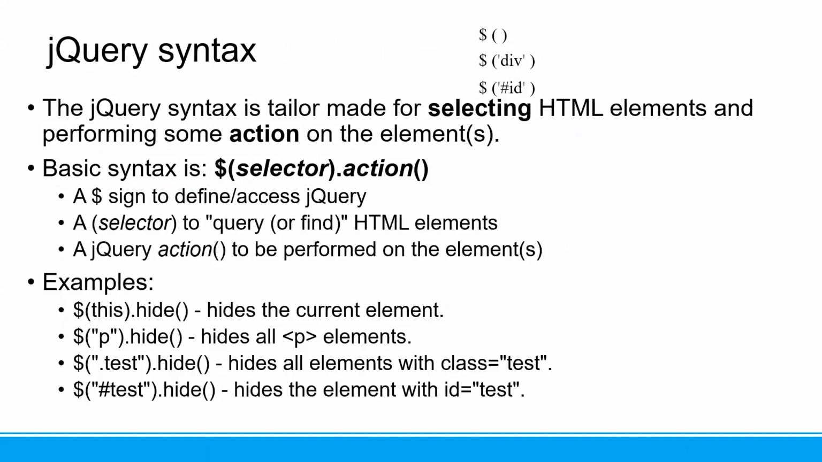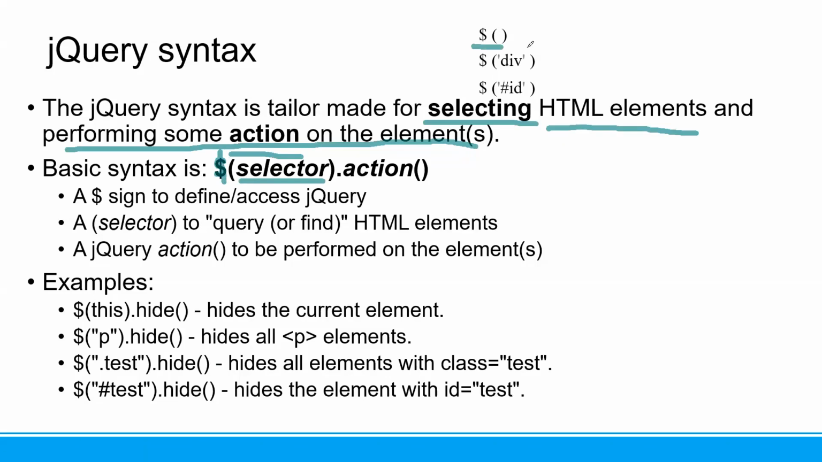Now, the jQuery syntax. I will just give you a very brief explanation about the jQuery syntax. The jQuery syntax is tailor-made for selecting HTML elements and performing some action on the elements. So there are two: the first is select, and the other is action. If we use $, it means we are going to select. So this is the basic syntax. I want to select what is the selector.